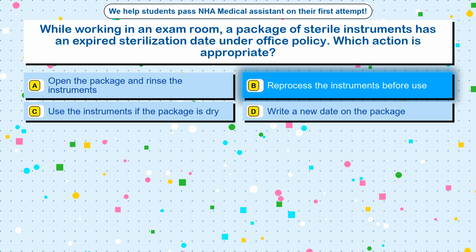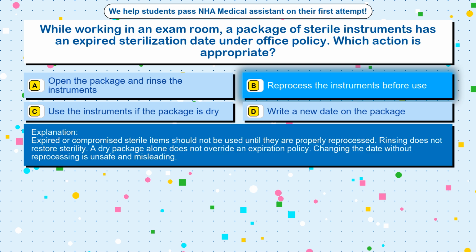The correct answer is option B, reprocess the instruments before use. Expired or compromised sterile items should not be used until they are properly reprocessed. Rinsing does not restore sterility. A dry package alone does not override an expiration policy. Changing the date without reprocessing is unsafe and misleading.